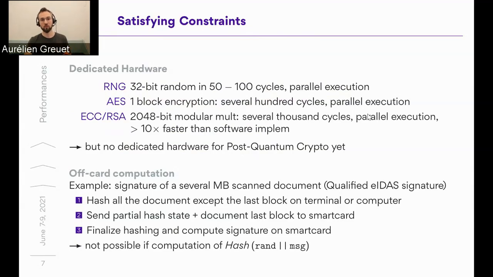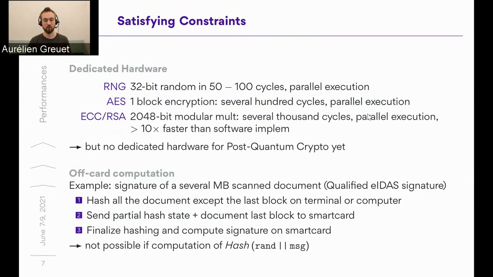So to save time, we can also perform off-card computations. For example, in Europe, a lawyer can sign, using a smart card, the scan of an official document. Because of the protocol, at least one part of the document has to be processed on the card. You cannot sign the hash of the entire document. So the following is done.